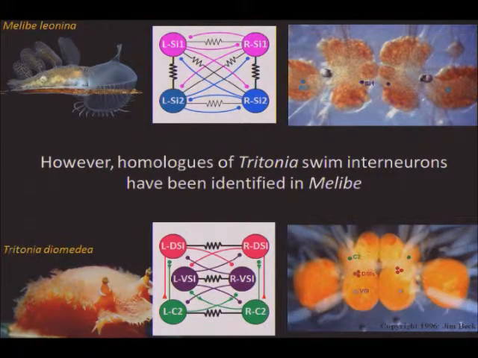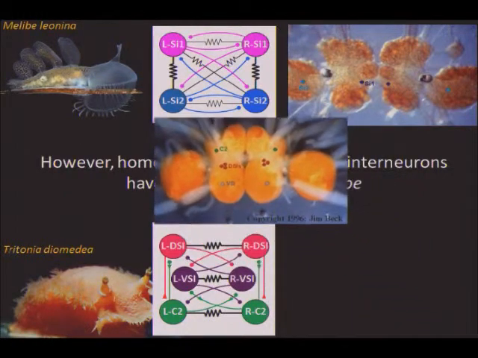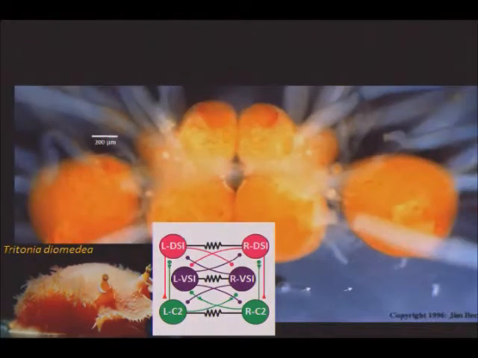However, we've identified homologs of these Tritonia interneurons in Melibe. And I want to show you that here. So here's the Tritonia brain. If we blow it up, I want to point out the scale bar. So this is 200 microns. So this neuron is about 1/4 of a millimeter in diameter. How big is a Drosophila brain again? Could probably fit somewhere in there.